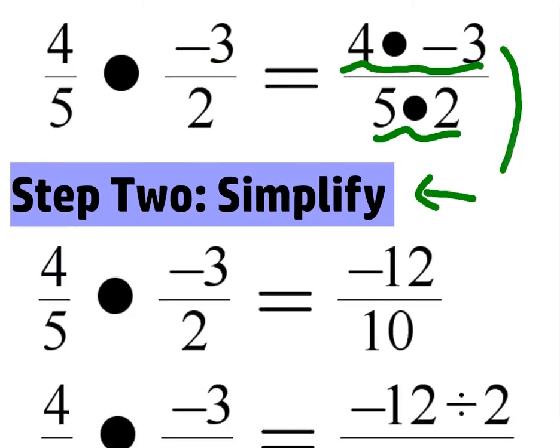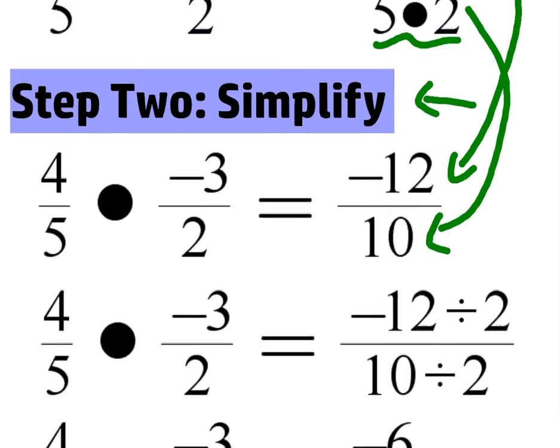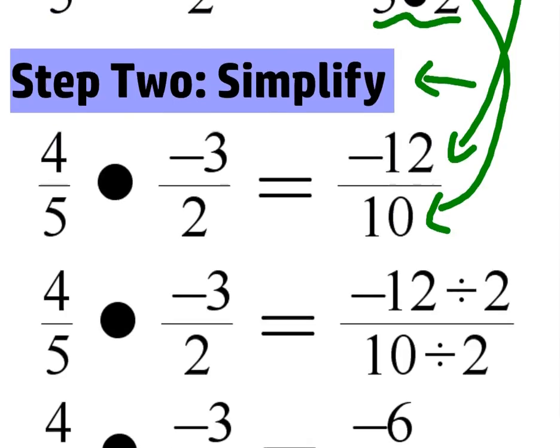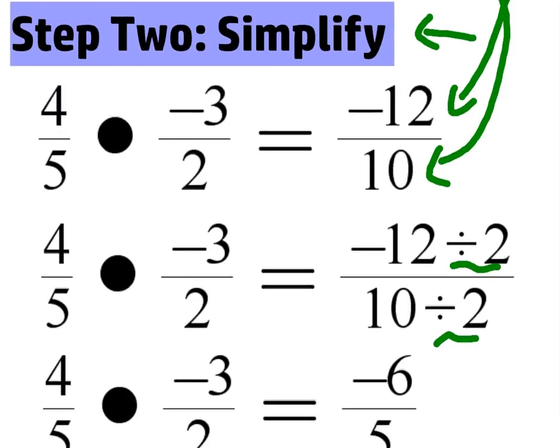But if we multiply 4 times -3, we get -12, and 5 times 2 gives us 10. And simplify means to make it as short as possible, so we need to reduce that fraction by dividing the top and bottom by 2, and we end up with -6/5.